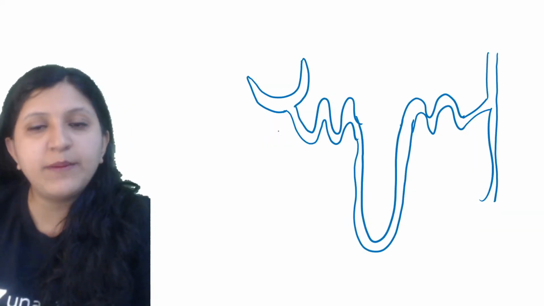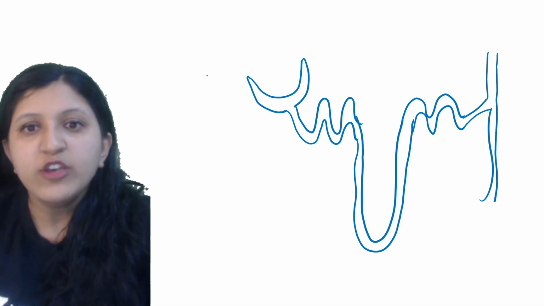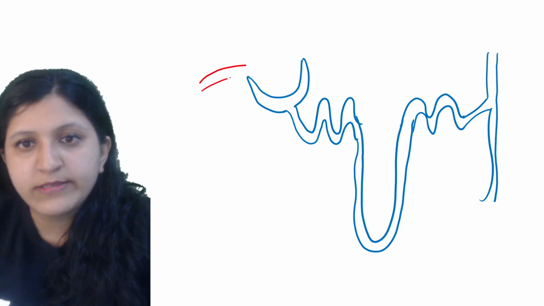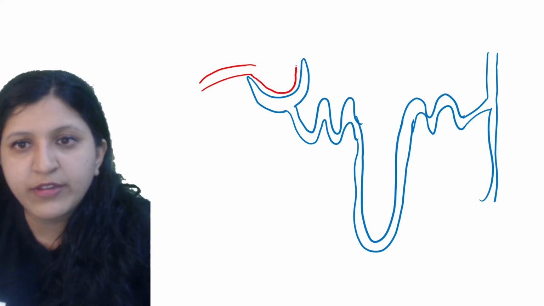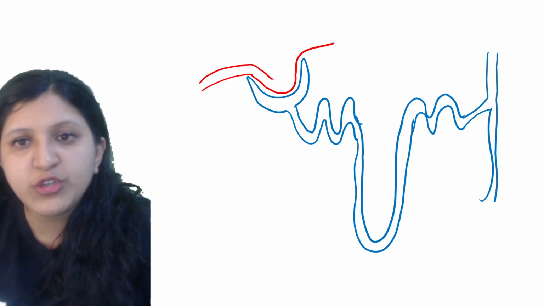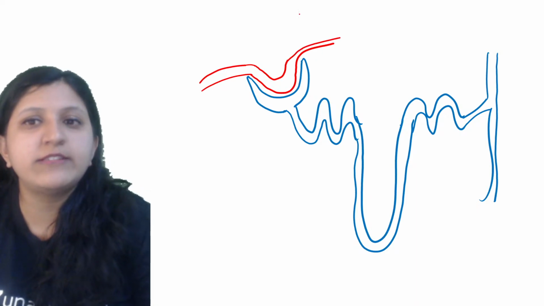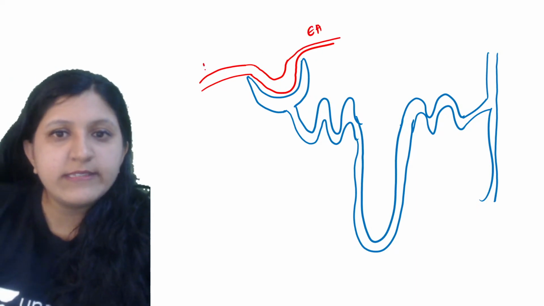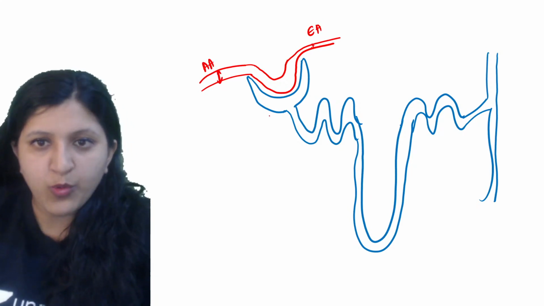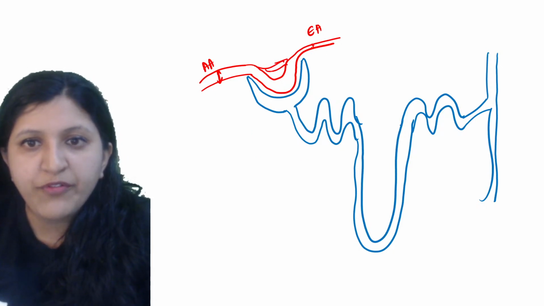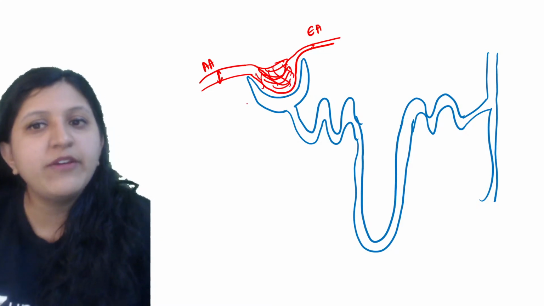You know that in the Bowman's capsule, the ultrafiltration process occurs. The afferent arteriole is coming here, which has a wider diameter. Then this arteriole will further divide, forming capillaries. This is the efferent arteriole, this is the afferent arteriole; the diameter is wider here and narrow there. So this is a ball of capillaries which is being formed.